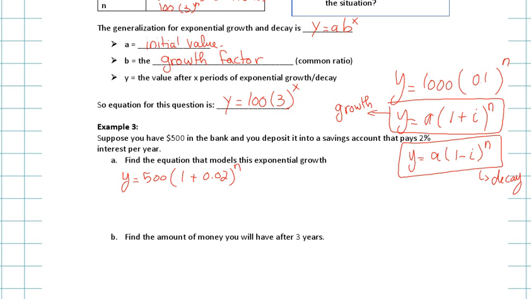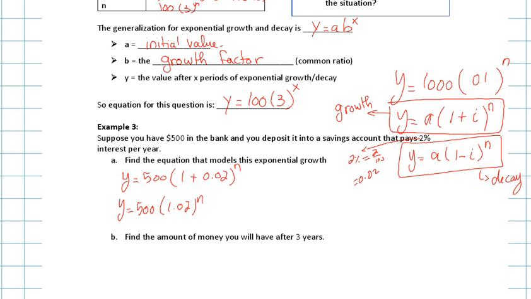Now, how do you get 0.02? You divide the 2 by 100, because I have 2%, right? Which is equal to 2 divided by 100, which is 0.02. Excellent. So my equation is y equals 500 times 1.02 to the power of n, because I added the 1 plus 0.02.